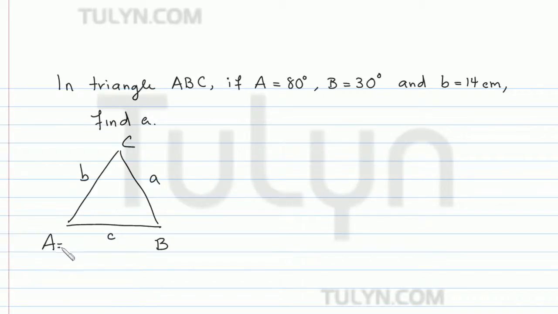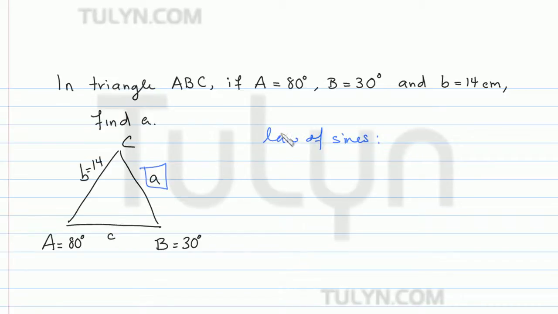So we know that angle A is equal to 80 degrees, angle B is equal to 30 degrees, and we know that side b is 14 centimeters, and what we want to do is find this side here. So in this case, we have a side and its corresponding angle, and we have the angle corresponding to the side we're looking for. So we can actually use the law of sines.